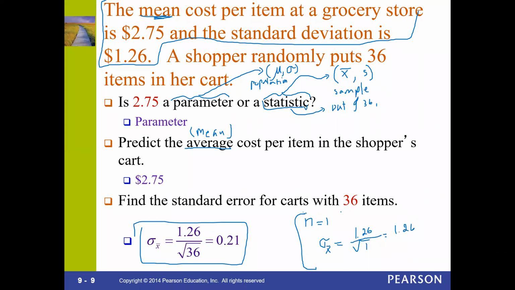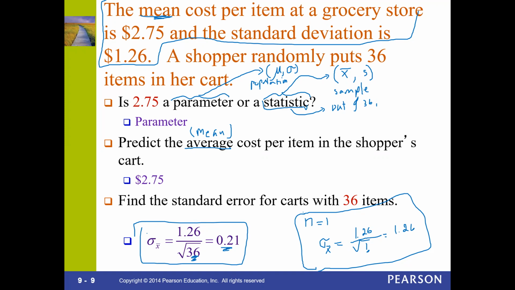As you can see, the bigger your sample size, the smaller your standard error. For 36, you have 0.21. Just for one, you have 1.26. And if I put 2, or 4, then that will be twice that number, etc. So the larger your sample size, the more accurate you can be with the standard error. If he went and took like 45 items, then that number will be smaller again.